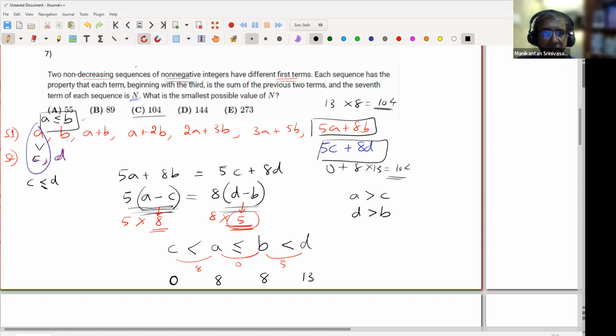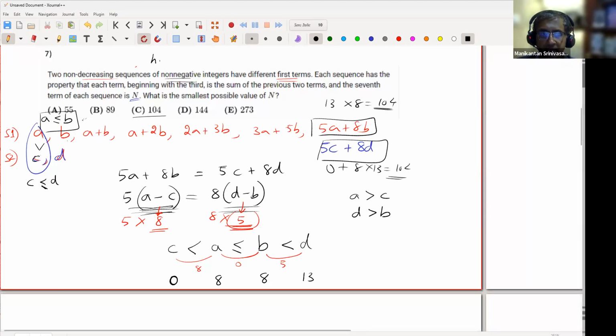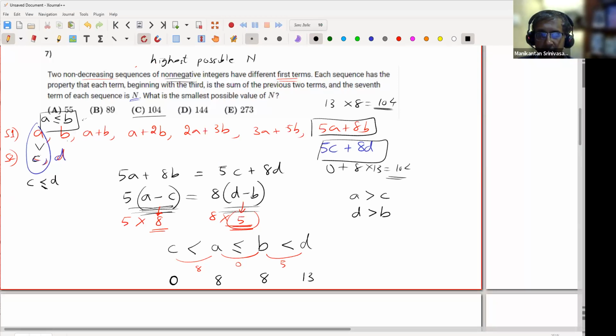Okay. I'll ask another question. What is the highest possible value of N that is less than 1000?